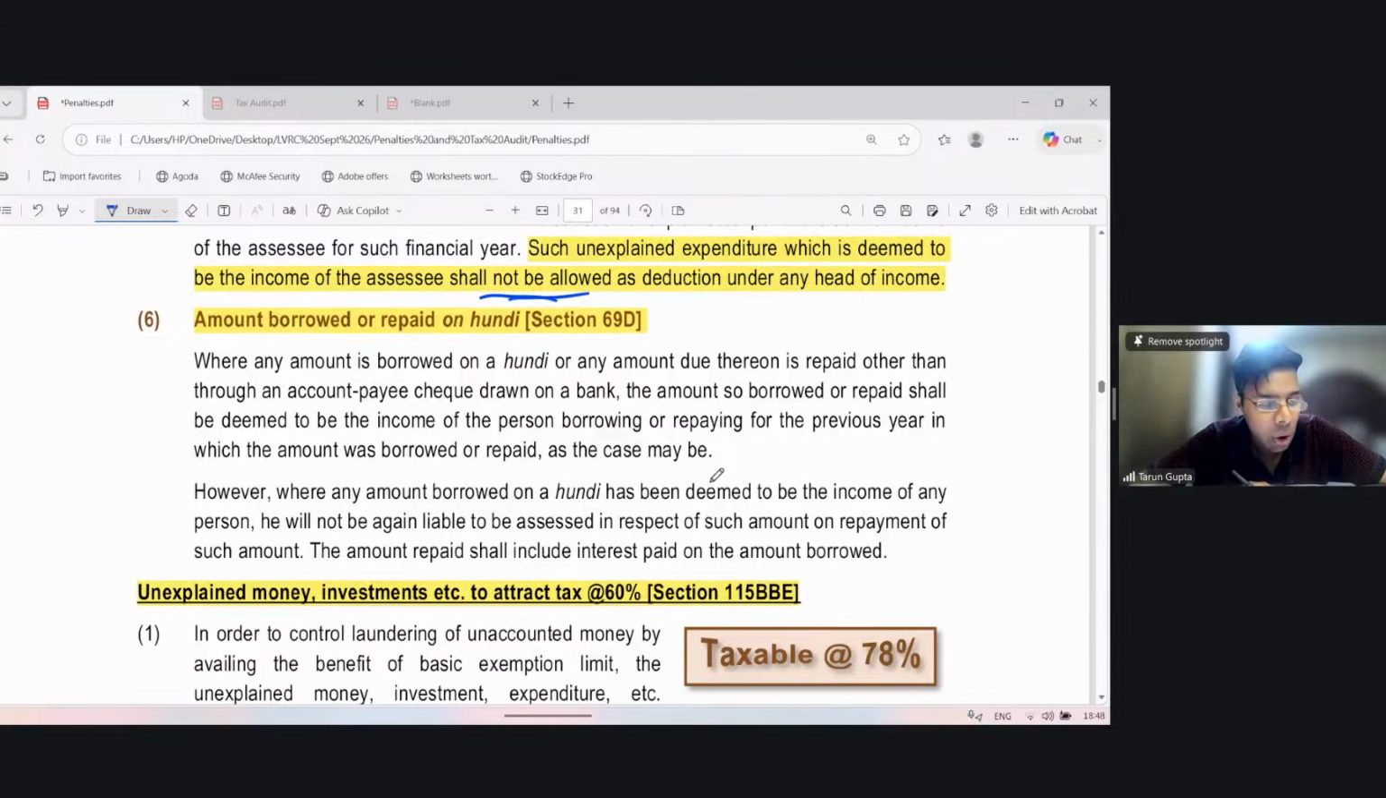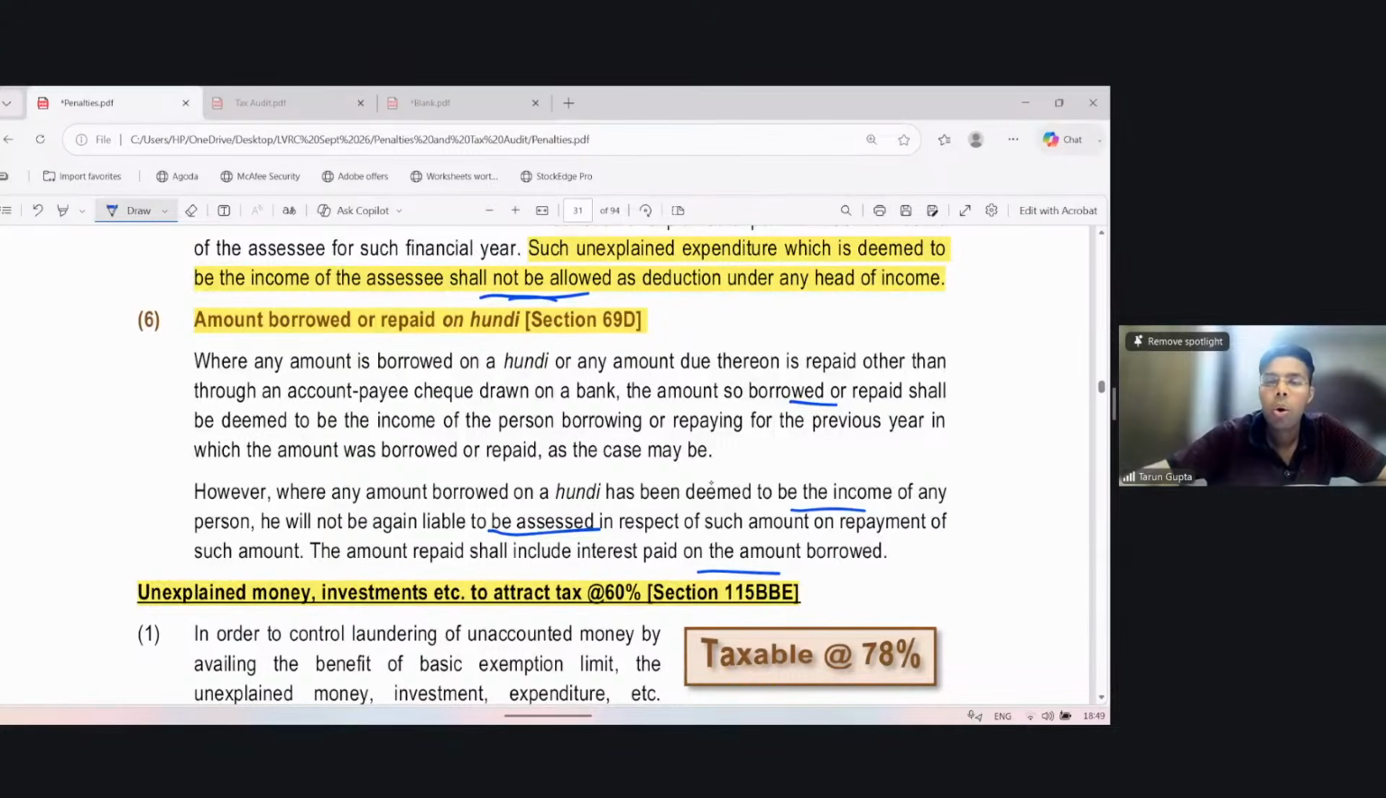As I said, 69D. So what it says, when any amount is borrowed on a hundi or any amount due thereon is repaid other than through account payee cheque, the amounts borrowed or repaid shall be deemed to be the income of the person borrowing or repaying the amount for the previous year in which the amount was so borrowed or repaid. However, where any amount borrowed on a hundi has been deemed to be the income of the person, he will not again be liable to be assessed in respect of such amount at the time of repayment. The amount repaid shall also include interest paid on the amount borrowed. So total amount shall be added.